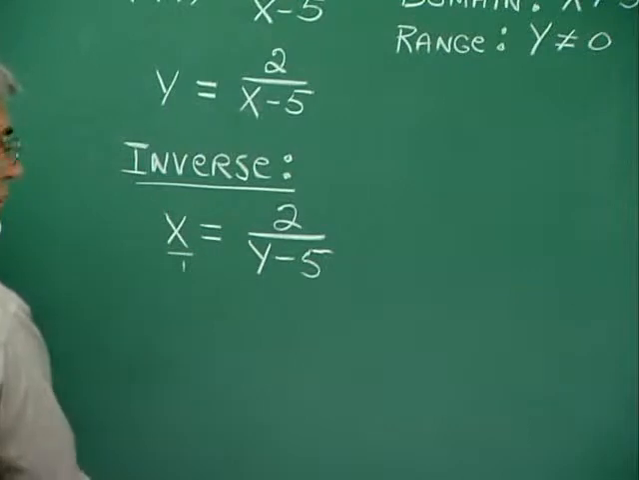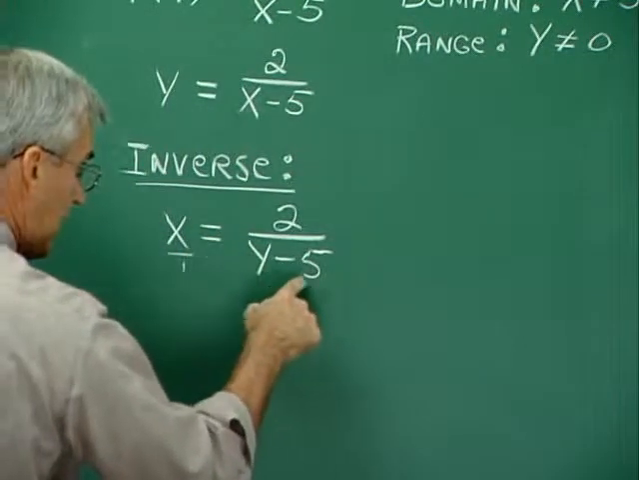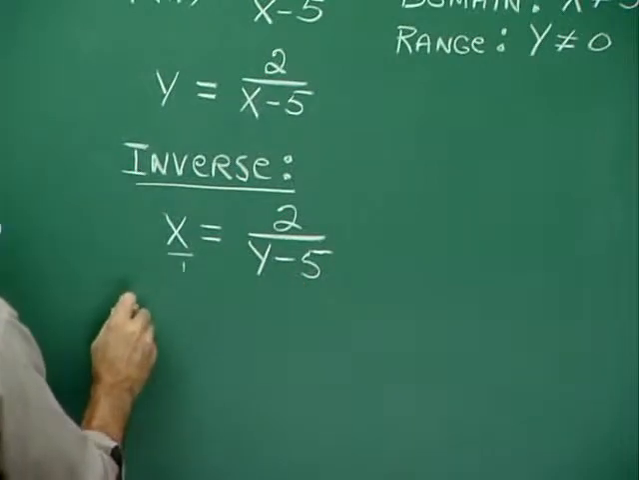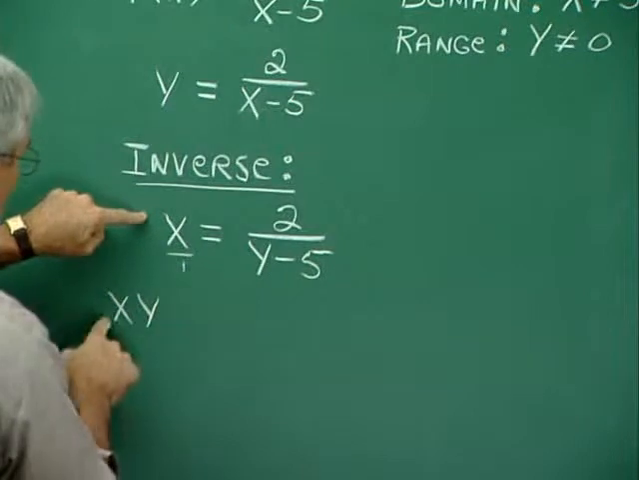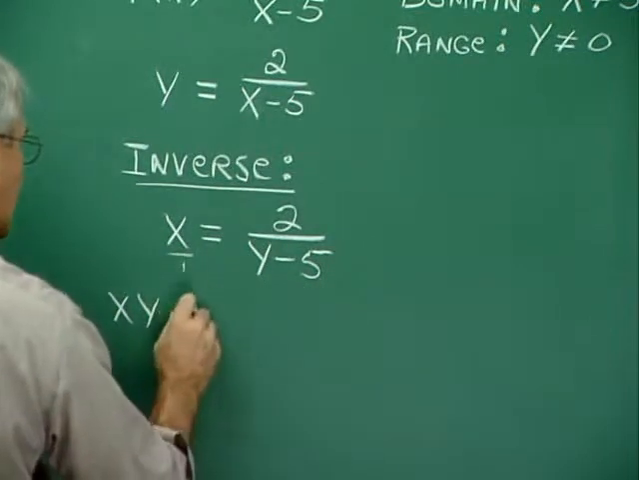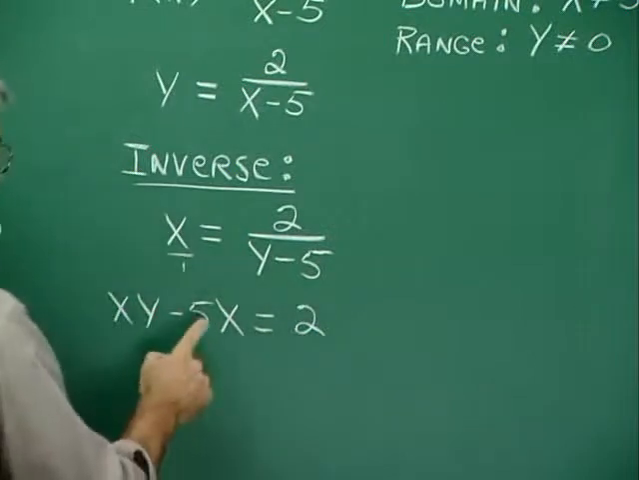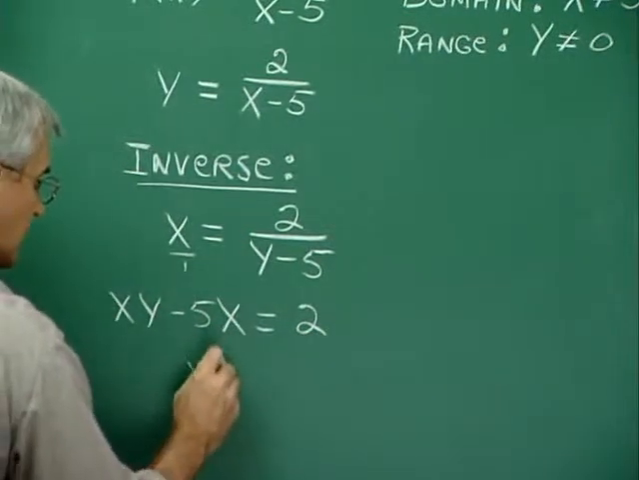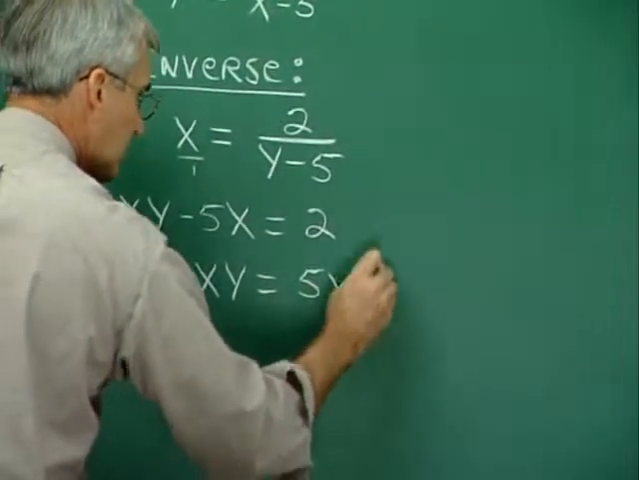Think of this as x over 1. When I go in this direction, I have x times y minus 5. So let me go ahead and do the multiplication. It's pretty simple here. X times y is xy, then x times minus 5 is minus 5x. And then on the right, 1 times 2, 2. And now I would add 5x on both sides to find xy to be equal to 5x plus 2.